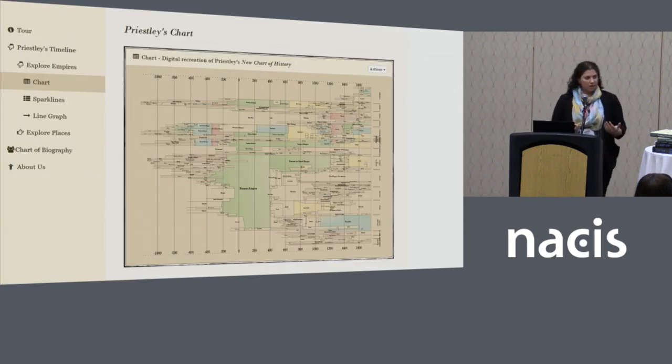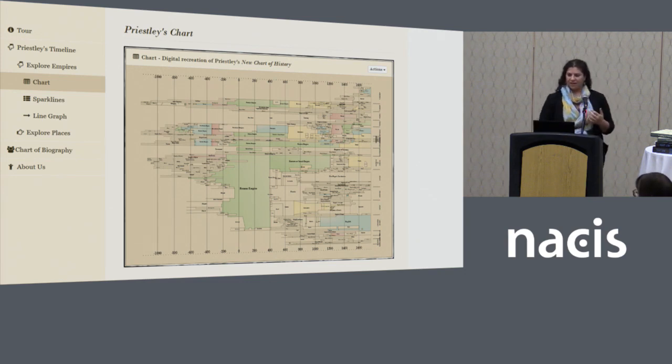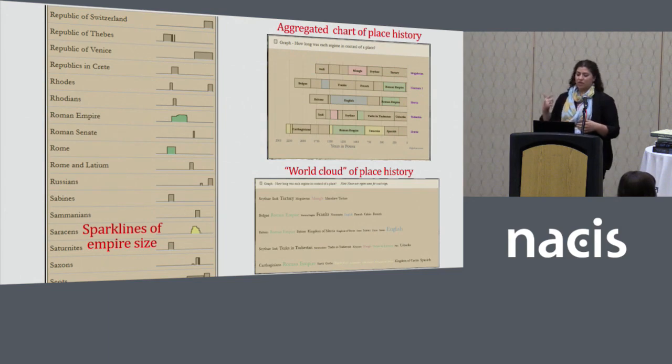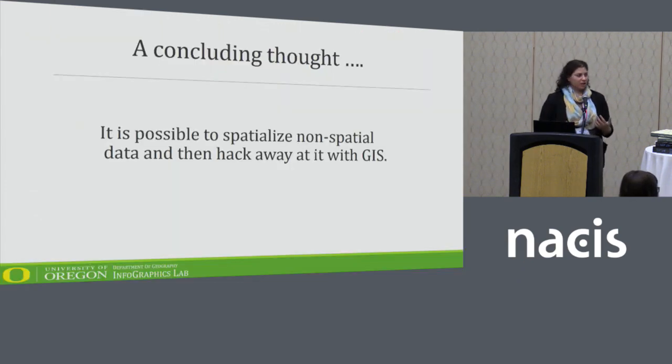Which brings us to where we are now, which is a fully interactive site online in an alpha version. So we can go on there and play, and we have the chart itself. You can interact with it, etc. We have several different ways that you can interact with these paired charts. And Ben will be talking about this UI in Web Mapping 2 on Friday. So if you want to learn more about the charts, then go to that talk. And my concluding thought is it is possible to spatialize non-spatial data and then hack away at it with GIS.